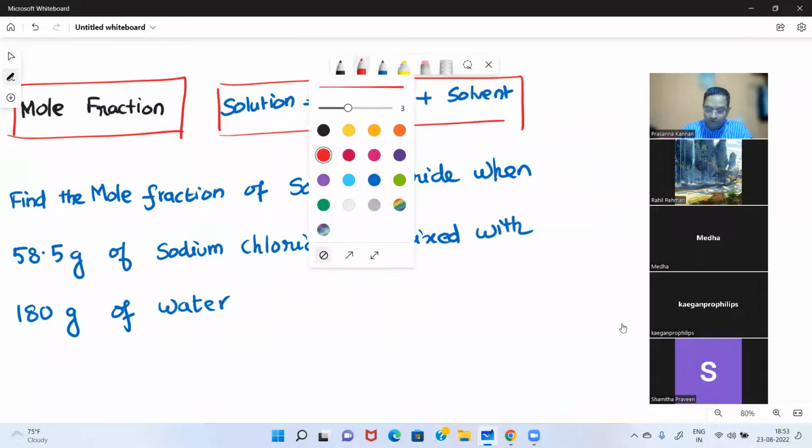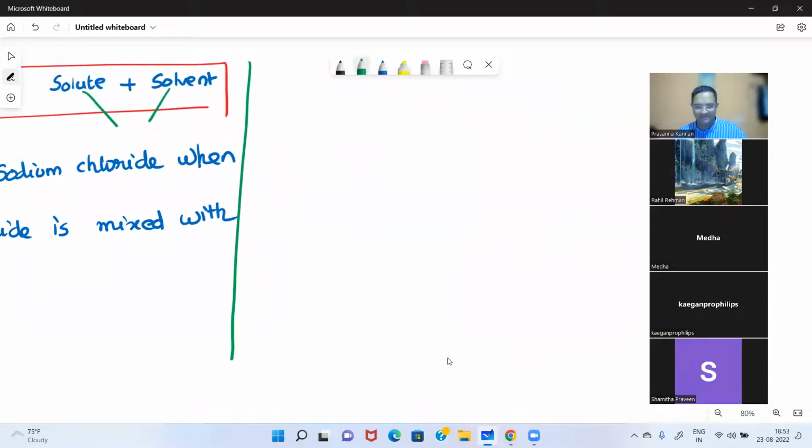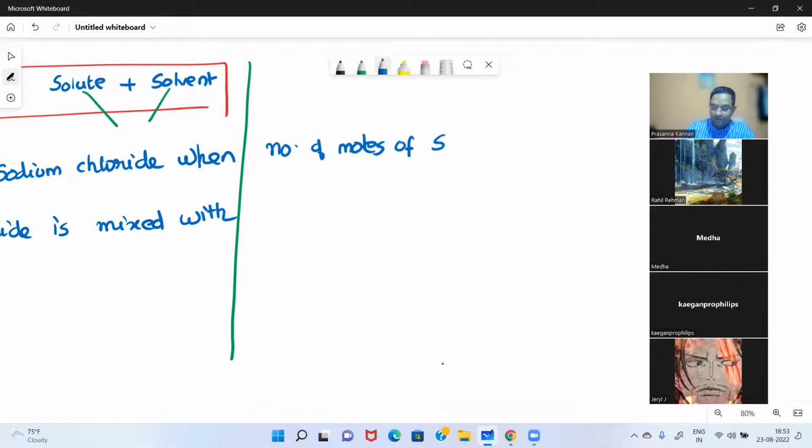So what are the steps to be followed in finding mole fraction? First thing is you should know the number of moles of both the components, the solute as well as the solvent. You should know the number of moles, right? So let's find out step by step here. So we are going to find out the number of moles of sodium chloride. Now you are experts in finding out the number of moles, right? What is the formula? Given mass by molecular mass, correct? So what is the given mass?